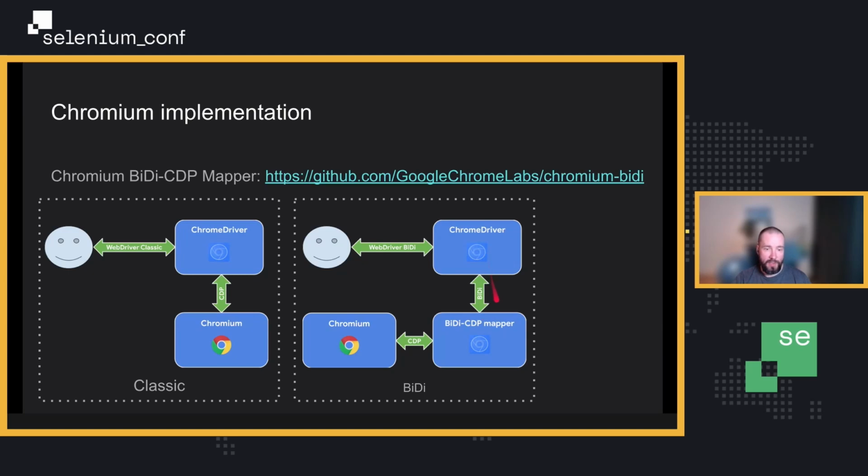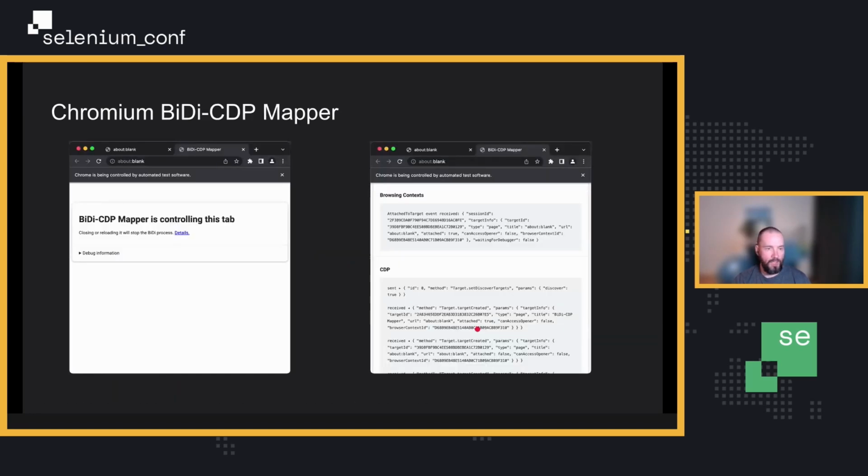So why did we do it? In order to have more flexibility on the mapper side and in order not to couple it tightly with ChromeDriver. If you ever ran ChromeDriver with BiDi, you probably saw this tab called BiDi CDP mapper. That's where all the magic is actually happening.